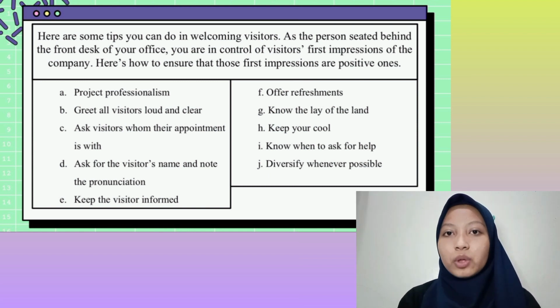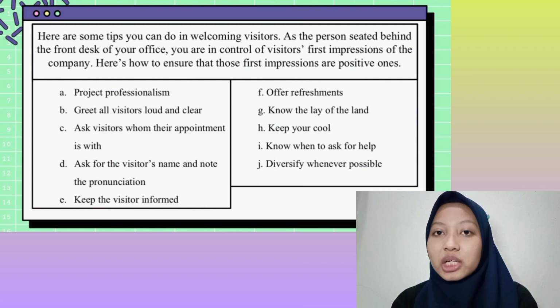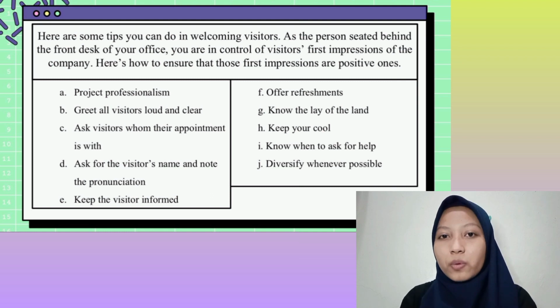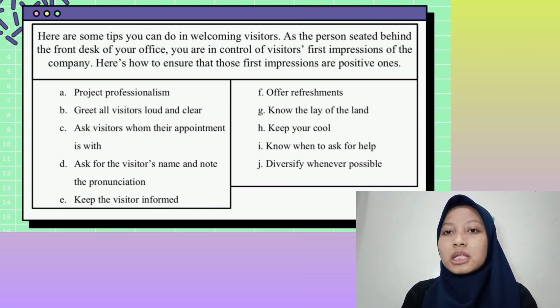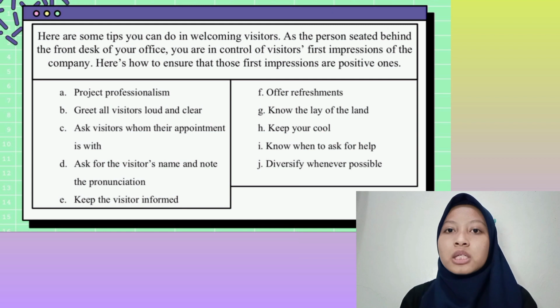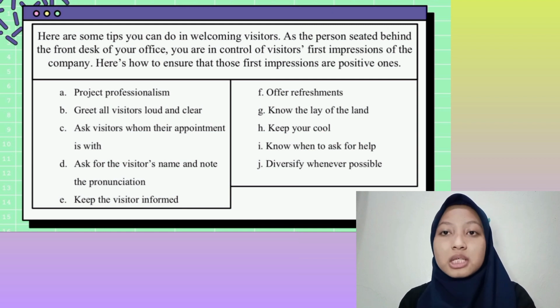H. Keep your cool. As the person charged with handling those who come in and out of an office, it's likely that you will be thrown into the occasional stressful situation: multiple visitors at one time, several phones ringing simultaneously, questions you may not have answers to. Remaining calm throughout any situation is key in providing top-notch assistance.